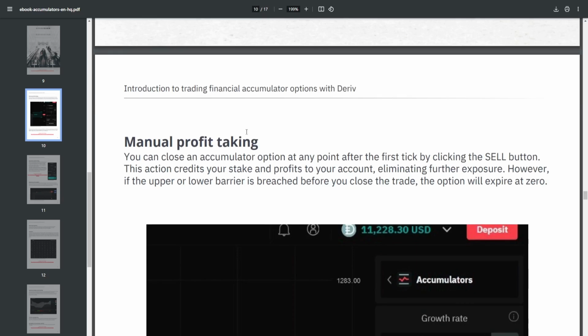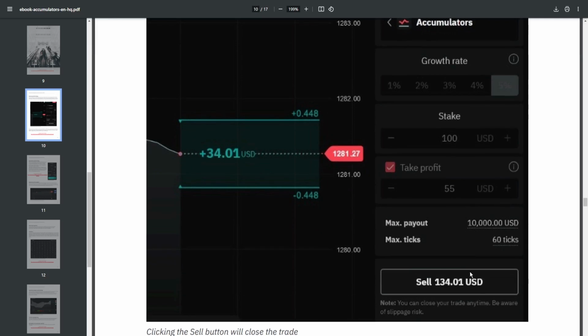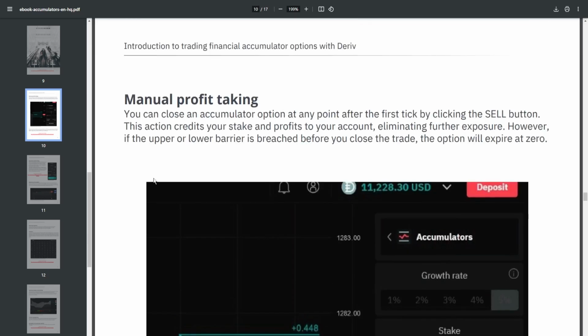Now, manual profit taking in accumulators. You can close an accumulator option at any point after the first tick, okay? So immediately after the first tick, you can close your accumulator option by clicking the sell button. As you can see, here we have the sell button, okay? This action credits your stake and profits to your account.